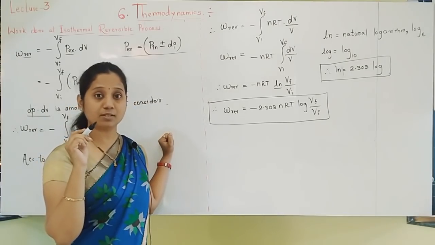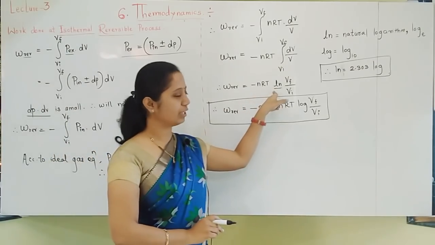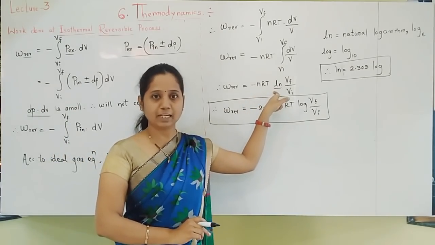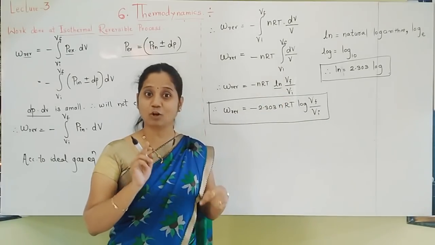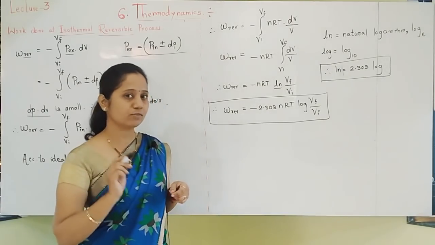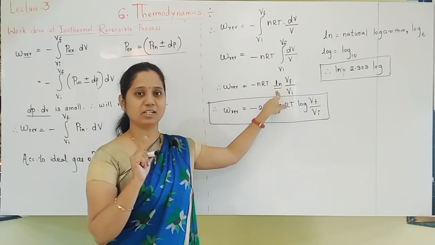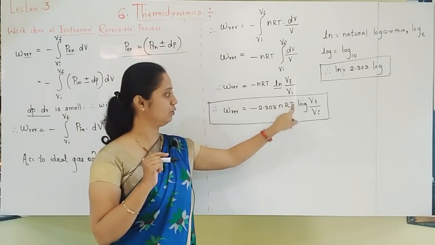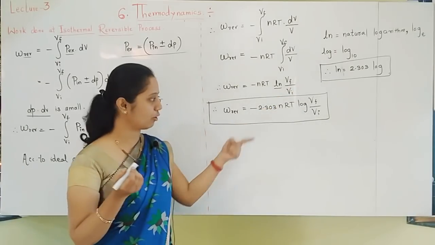Why convert ln into log? Because the ln value we cannot find out. It is to the base e. The log value we can find out and we can solve the problems. Okay, a log table will be provided to you. In that, values will be there. So wherever in a derivation ln comes, you must convert ln into log. What is the conversion? ln is equal to 2.303 log.